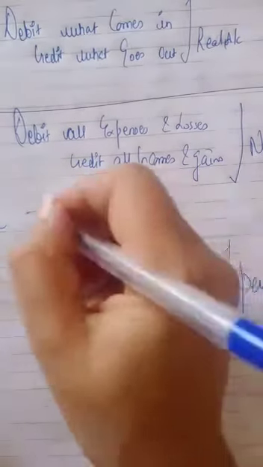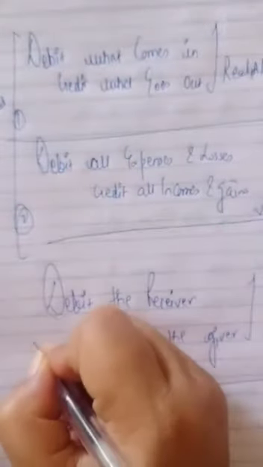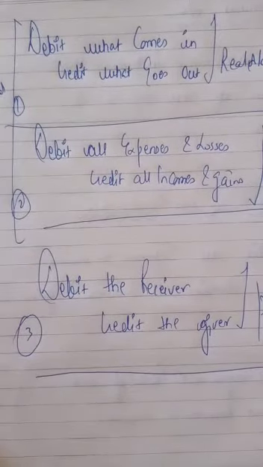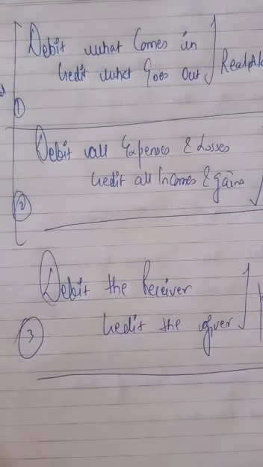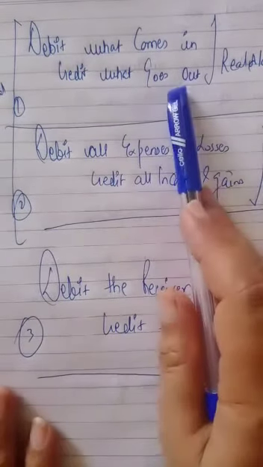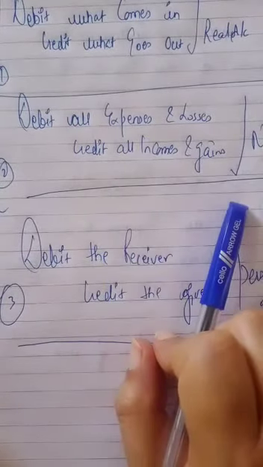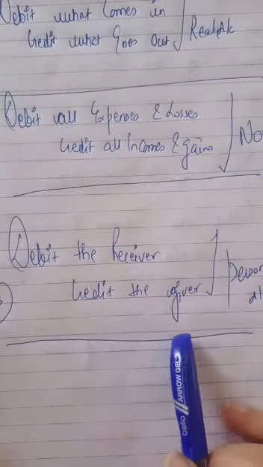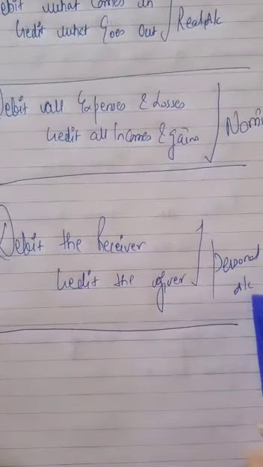These are the three golden rules of accounting, and you must learn them if you want to do something in commerce. You should learn these three golden rules of accounting: debit what comes in, credit what goes out. This is related to assets, real account. Debit all expenses and losses, credit all incomes and gains. This is a nominal account. Then debit the receiver, credit the giver. The names of the persons will be recorded here. This is a personal account.